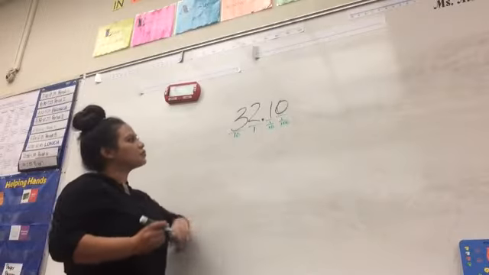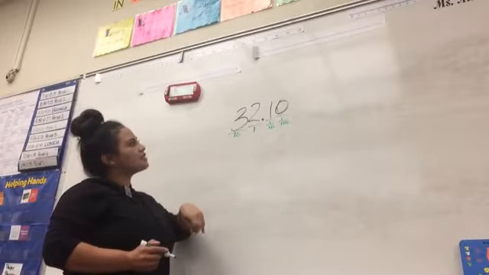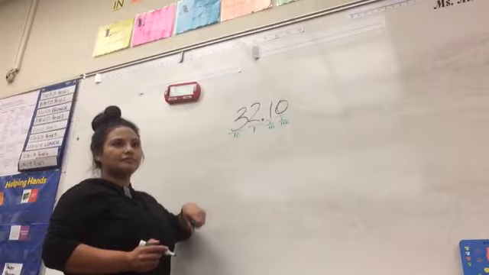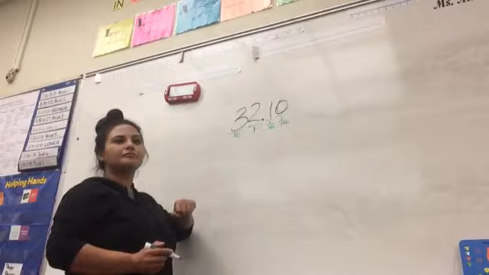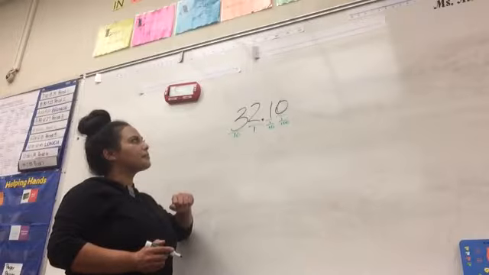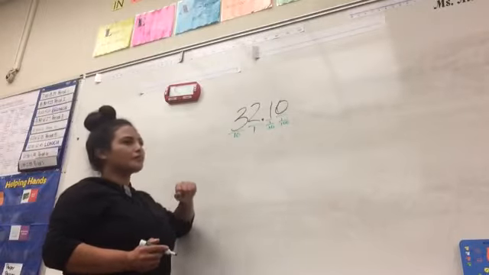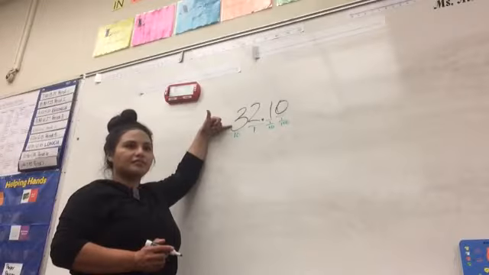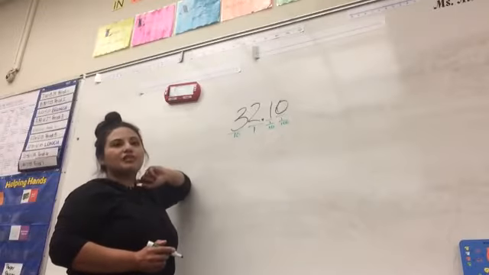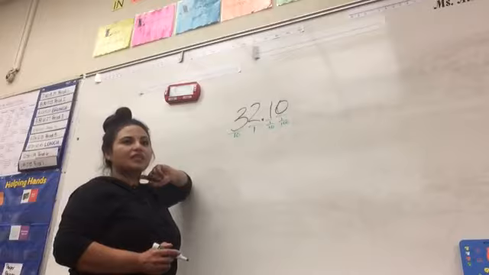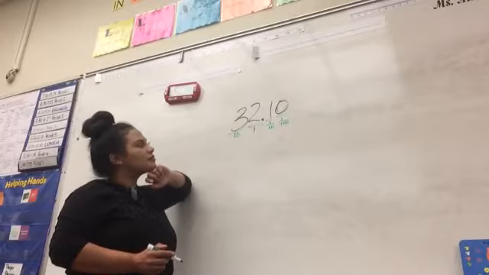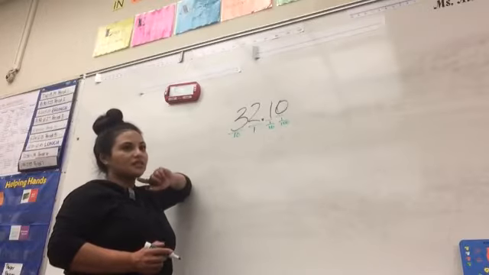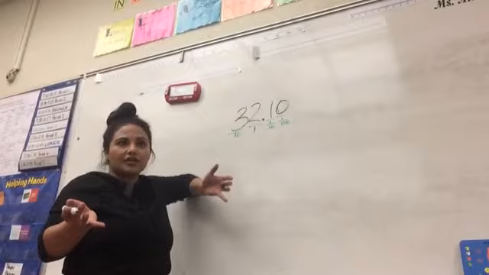So Christopher, if I told you what place value is the 0 in, what would you tell me? The hundredths. If I said what place value is the 3 in, what would you tell me? Tens. If I said what place value is the 2 in? The ones. And the 1? Tenths. Good. So you understand place value, okay?